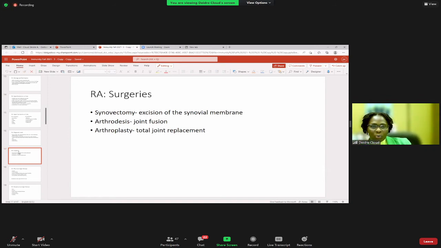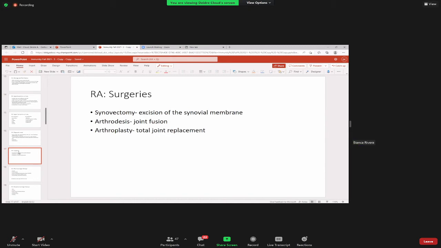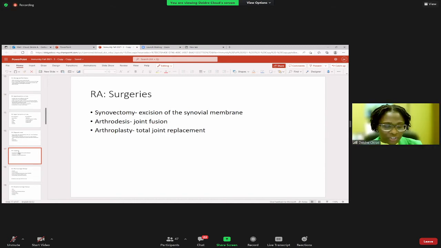And so after surgery, what do you want to be on the lookout for? This is just a review. Infection, bleeding. Infection, because after invasive procedures you get high probability of having sepsis.